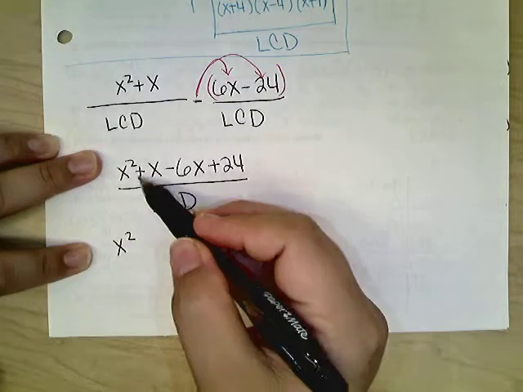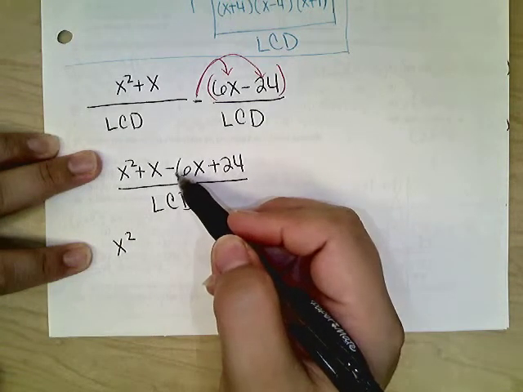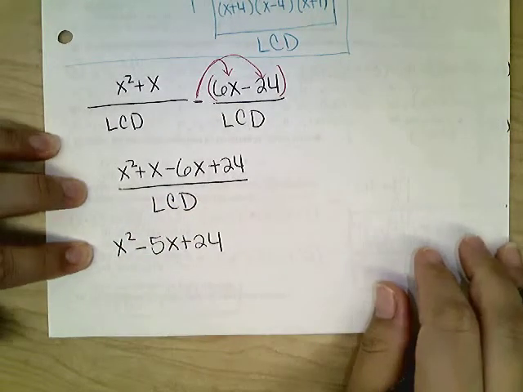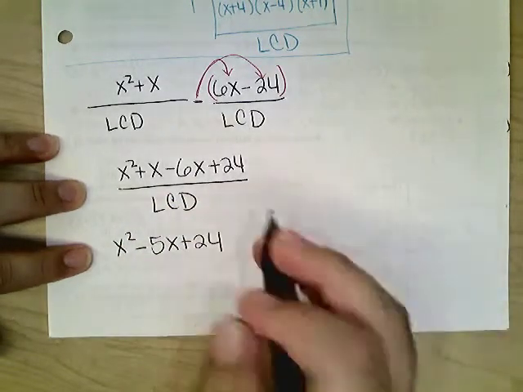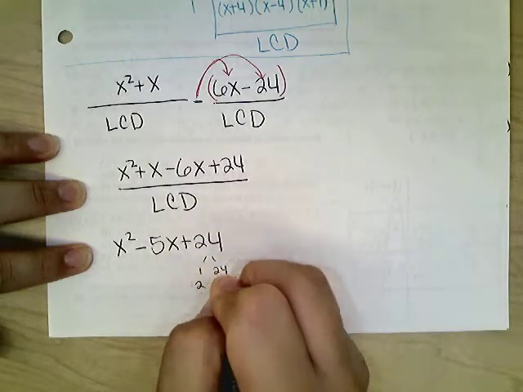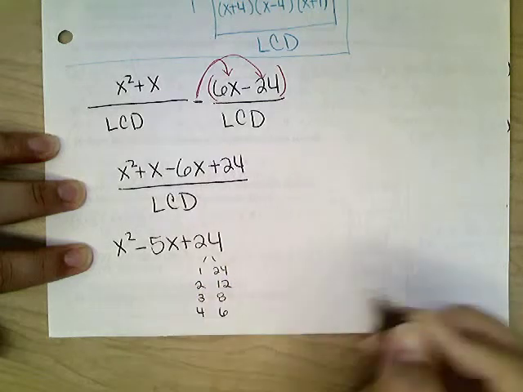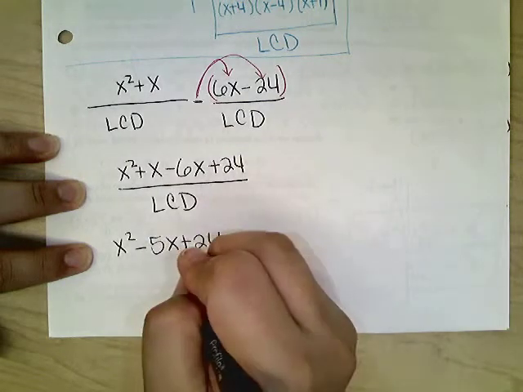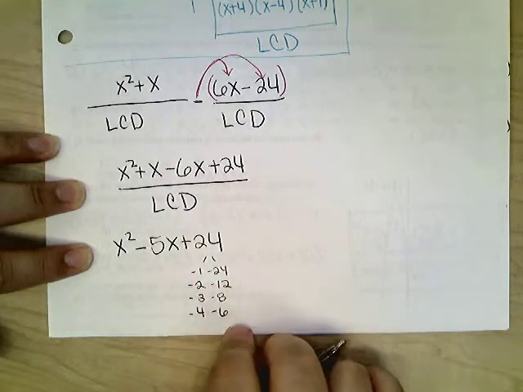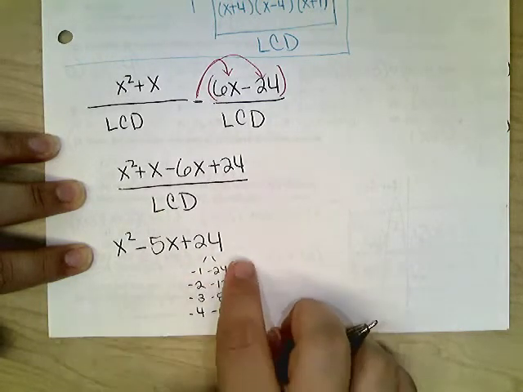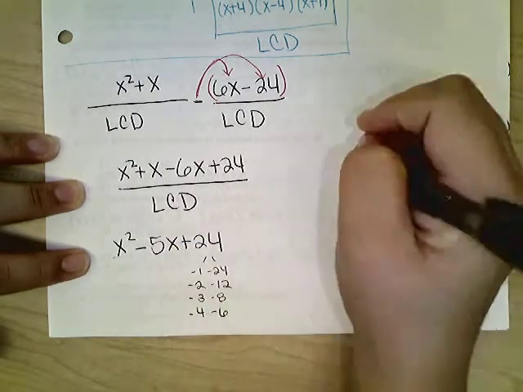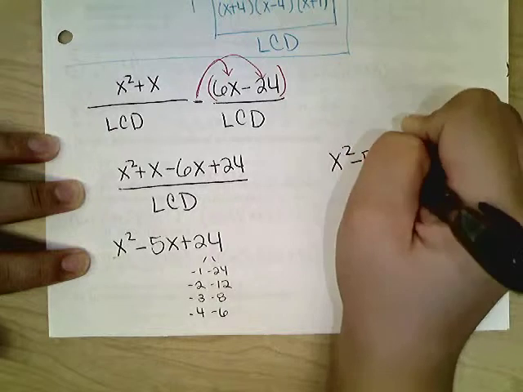X squared, what do we have there? Minus 5x plus 24. We have to see if we can factor this, so I need factors of 24: 1 and 24, 2 and 12, 3 and 8, 4 and 6. Our signs are going to be the same, and both of them are negative. So I'm going to go ahead and put those in. Signs are the same, both of them negative. And do any of these actually add up to become our negative 5? No, no, no, and no. So that means this is a completely simplified numerator. So we're going to leave it x squared minus 5x plus 24.